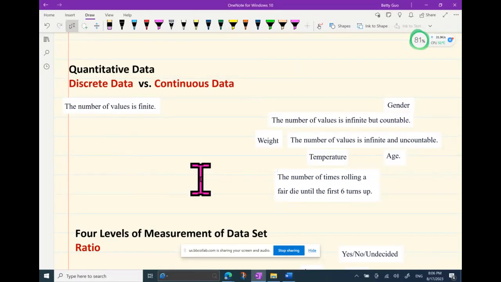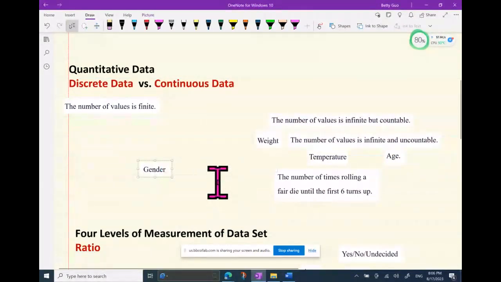We don't really do that. Even if you do that, it's still discrete because the possible values for the variable are finite. Okay, is gender discrete or continuous? Let's think about it: if we see gender as a variable, how many possible values could we have for the variable?